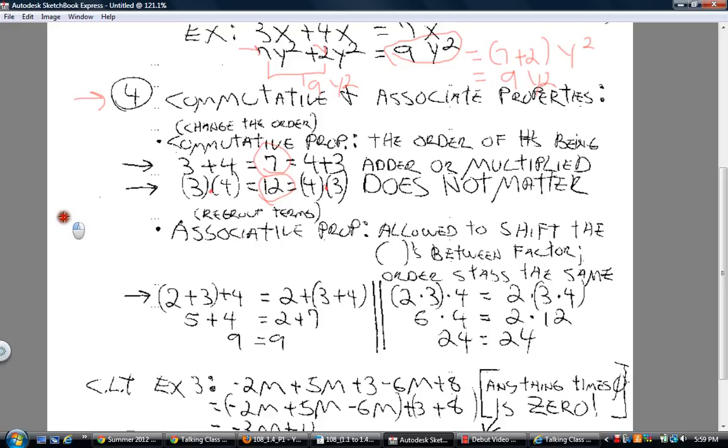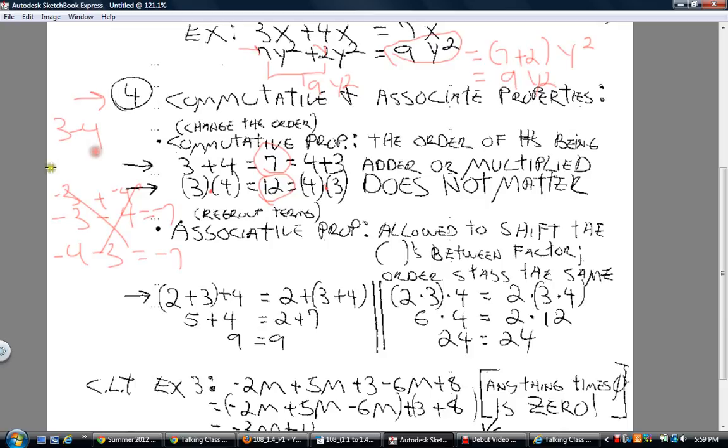But what about subtraction? Is negative 3 minus 4 the same as negative 4 minus 3? And the answer would be what? This would be negative 7. This over here would be what? Convert this to addition. Okay, I don't like that example. Start back over again. Excuse me.